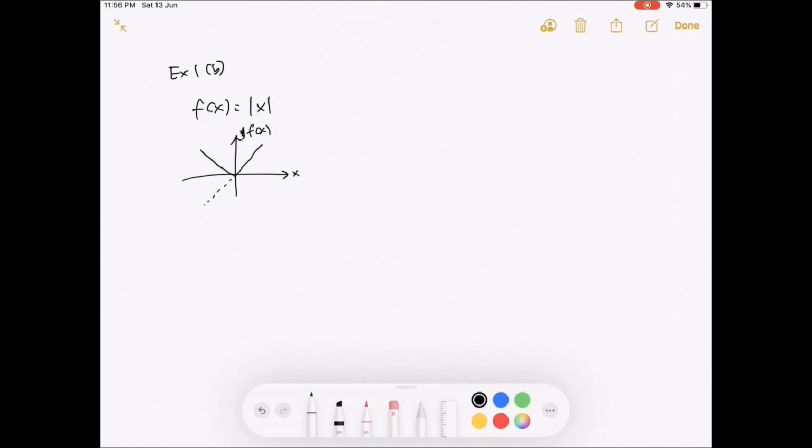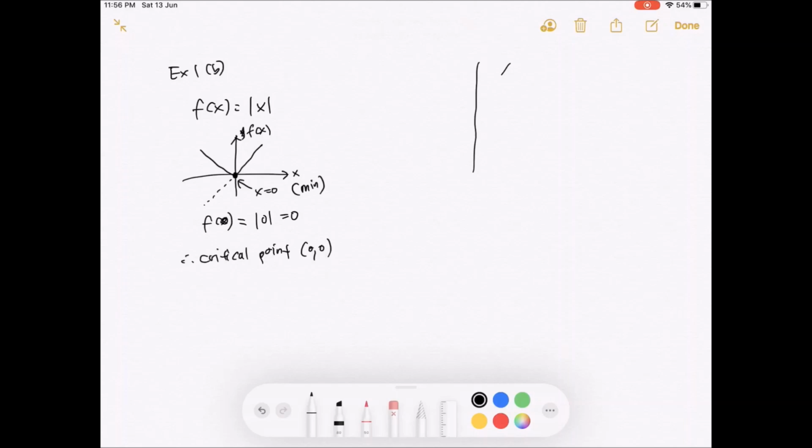So from here you can see that this is your critical point, in which when x equals 0, f(0) also equals 0. So you will have the critical point at (0, 0). As you can see from the graph also, this is the minimum value. We test using the first derivative test.